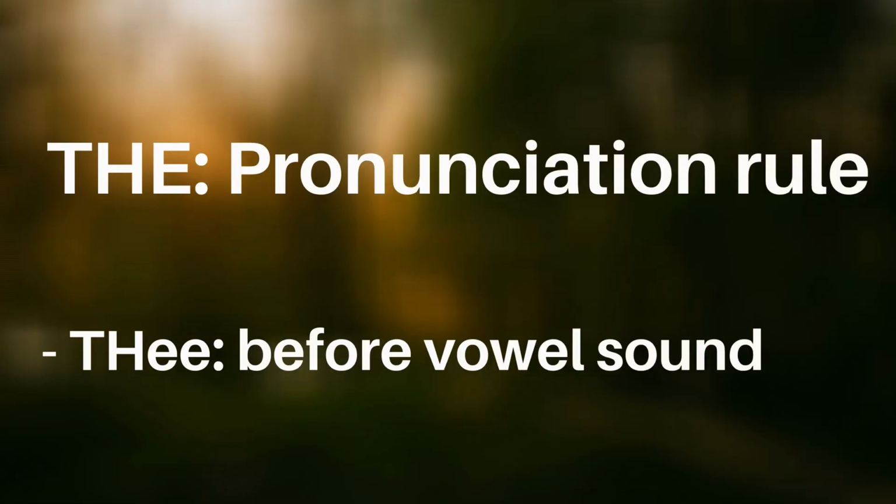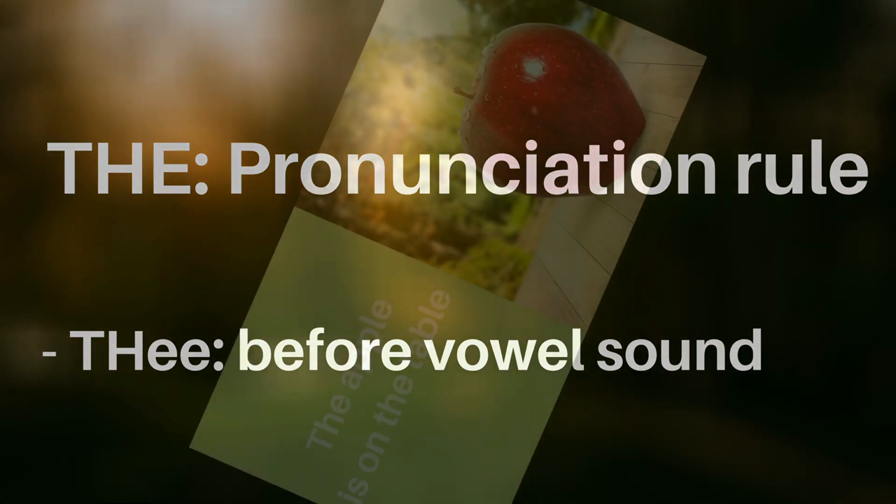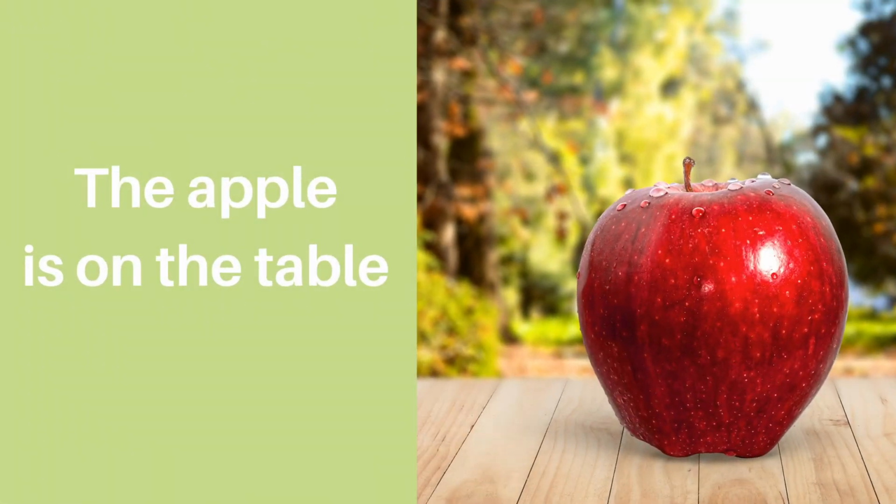Okay guys, now we come to our second pronunciation rule. And it happens when we have a vowel sound before the word that we are going to talk about. In this occasion, the pronunciation is "thee." Repeat, the. Okay, let's have an example.